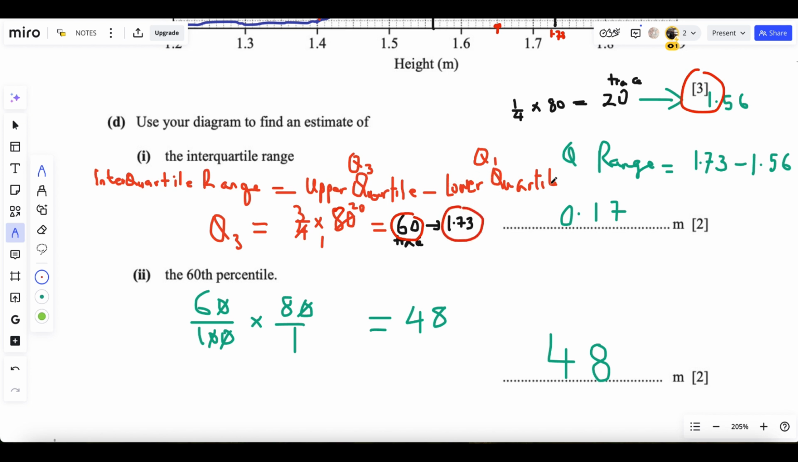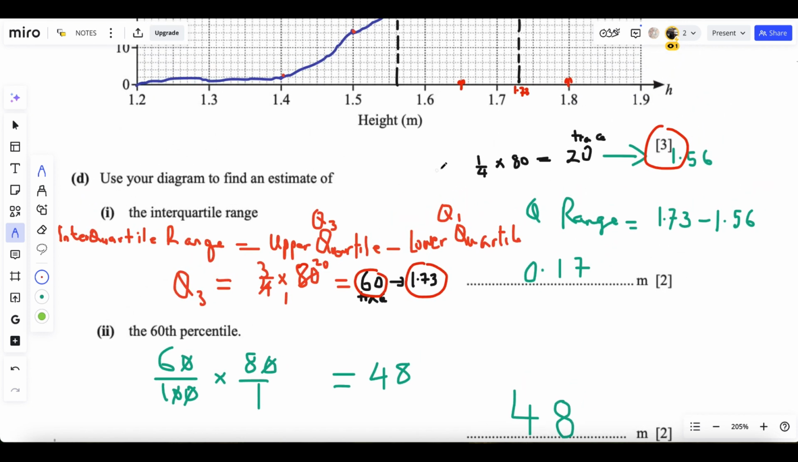Now you do it for your lower quartile. The formula for your lower quartile is 1 over 4 times the cumulative frequency.